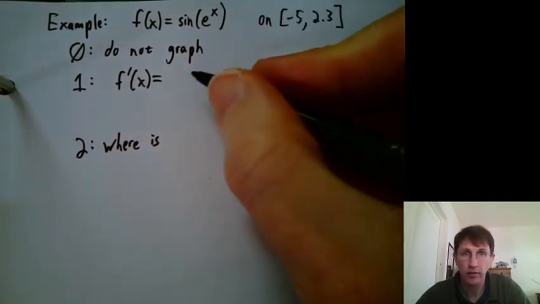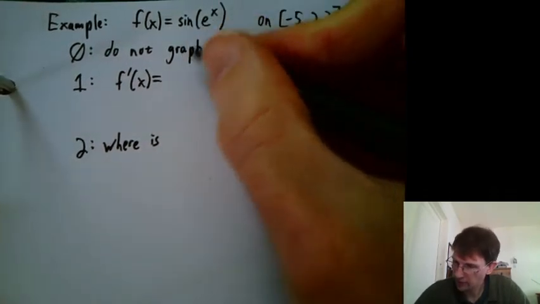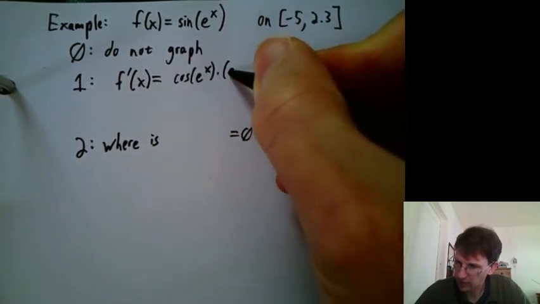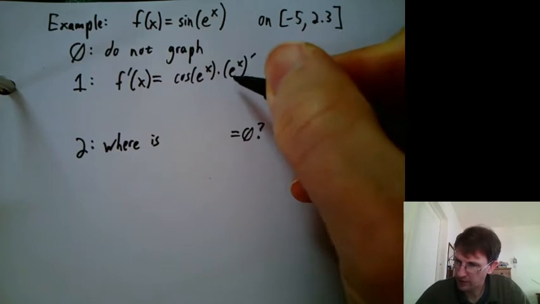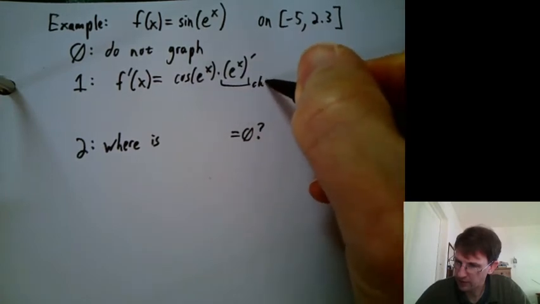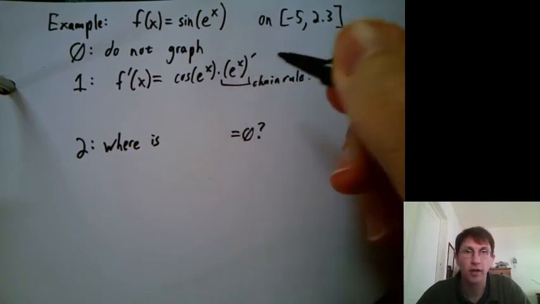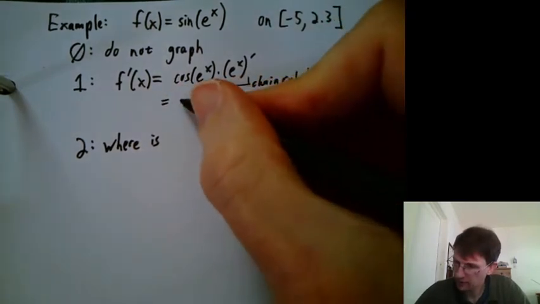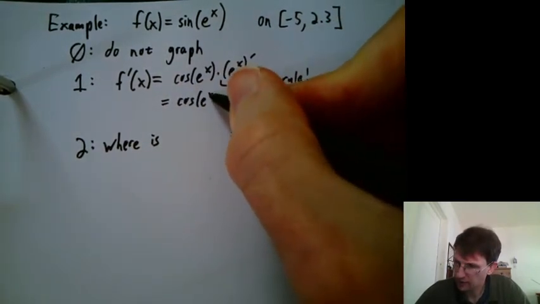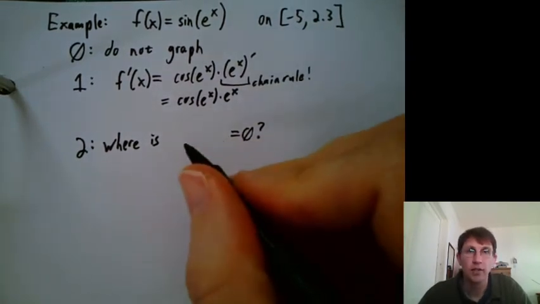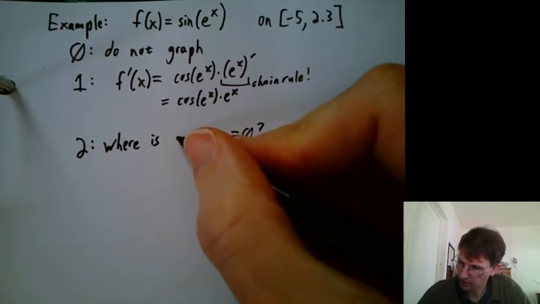All right, hopefully you got derivative of sine is cosine. And then we have to multiply by the derivative of the inside because of the chain rule. And the derivative of e to the x is e to the x. So we have cosine e to the x times e to the x. Step 2, set the derivative equal to 0, and solve.